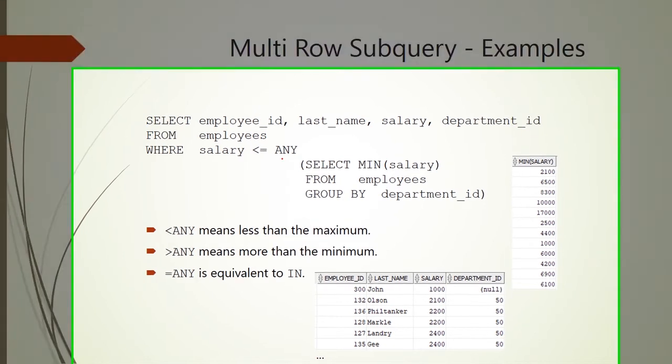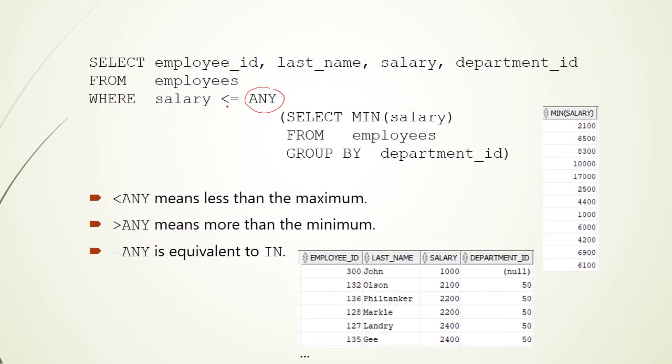Here in this example we are using the ANY multi-row comparison operator. As we discussed before, with ANY and ALL you must precede it with equal, not equal, smaller than or equal, greater than or equal, and so on. Here we are using smaller than or equal ANY. Select employee ID, last name, salary, department ID from employees where salary is smaller than or equal ANY value returned by the subquery. Select minimum salary from employees group by department ID. This subquery returns the minimum salary per department.